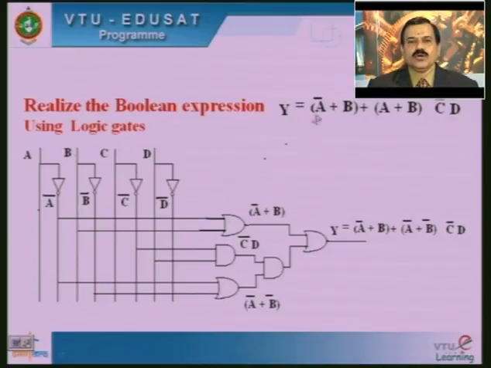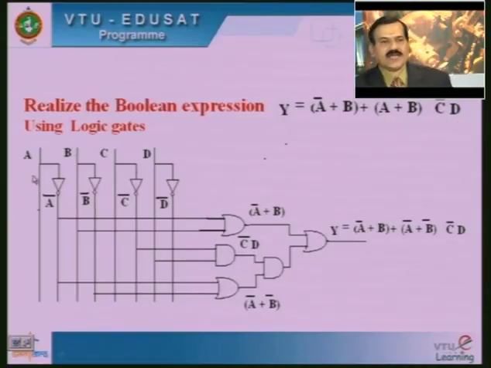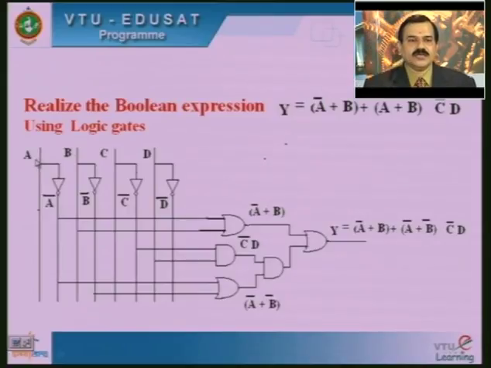So Y is equal to A bar plus B plus (A bar plus B bar) into C bar D. Let us see once again the same kind of operation. A, B, C, D are the four variables, and the complement values of individual A, B, C, D are achieved here. Then on these 8 lines A, A bar, B, B bar, C, C bar, D and D bar are available. Here also we first have to make A bar plus B, and after that once again A bar plus B bar is achieved.